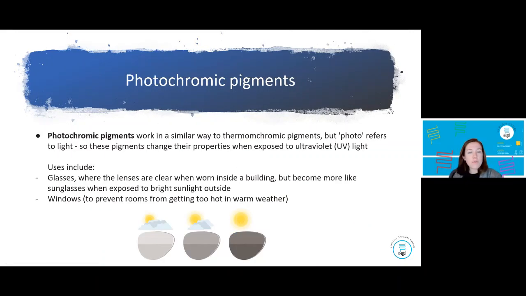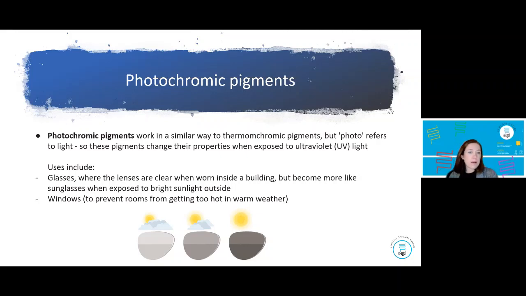Next, we have photochromic pigments. Now, these work in a similar way to thermochromic pigments, but the word photo refers to light. Okay, so photo is in photosynthesis, the need for light in order for plants to grow and produce glucose and so on. Anyway, photochromic pigments change colour with change in light intensity, or when exposed to ultraviolet light.